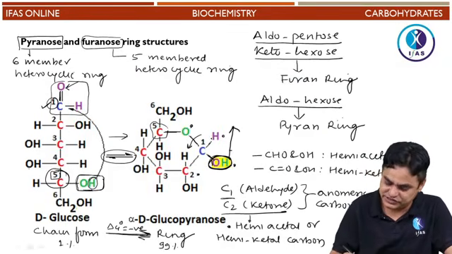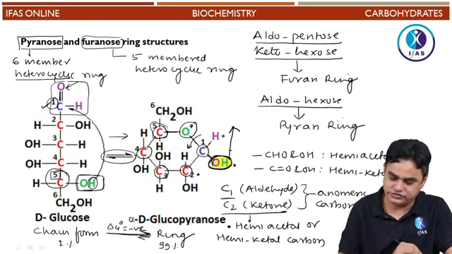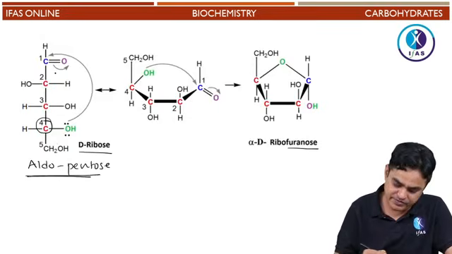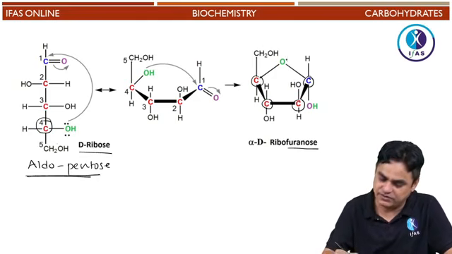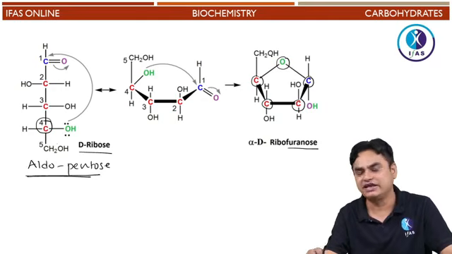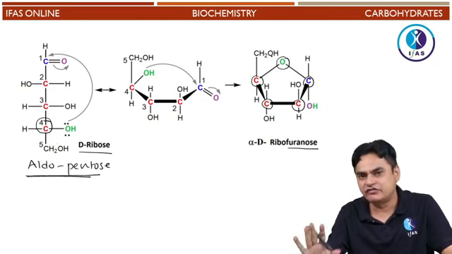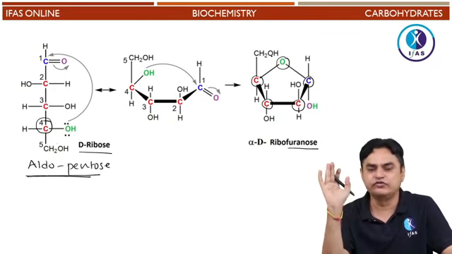There was formation of 6-membered ring. In 6-membered ring, there were 1, 2, 3, 4, and 5 were carbon, and 6th was oxygen. That's why we are using term heterocyclic. While in 5-membered ring, you can see that there are 4 carbon, 1, 2, 3, and 4 carbon, and 5th one is oxygen. That's why again it is a heterocyclic ring. But there are 5 members. That's why it is referred to as furan ring.